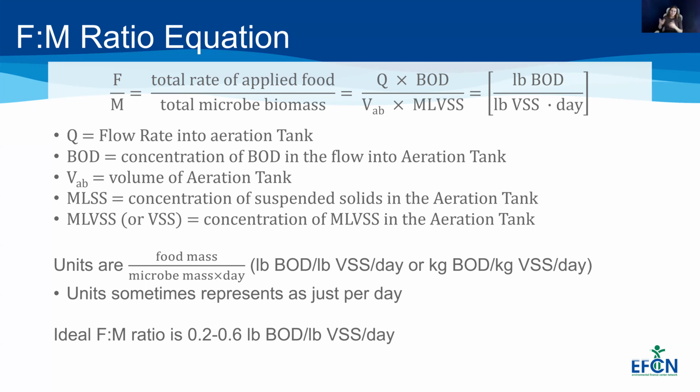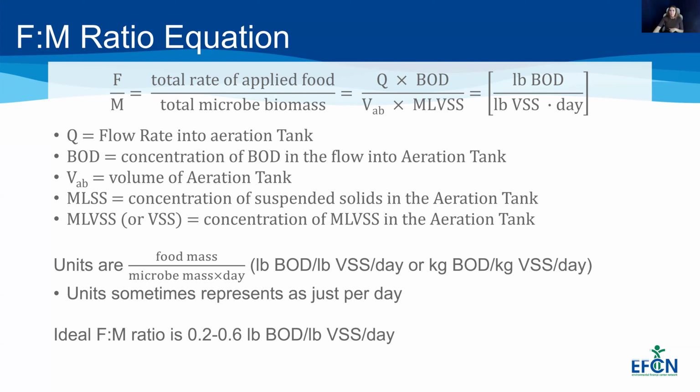Ideally, your F to M ratio in your wastewater reactors is going to be 0.2 to 0.6 pounds of BOD per pounds of VSS per day. But depending on the type of unit you have and your conditions, this could be a little higher or a little lower as well.